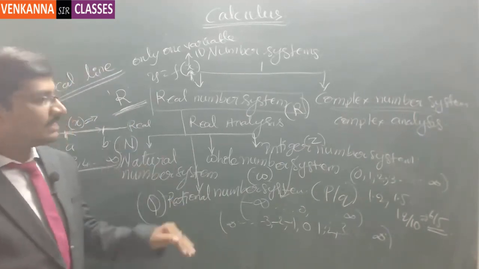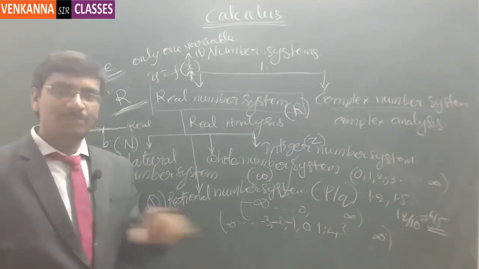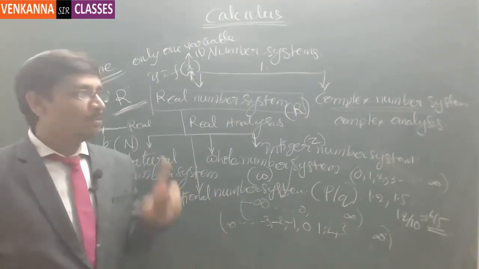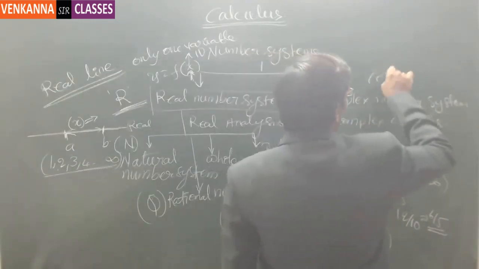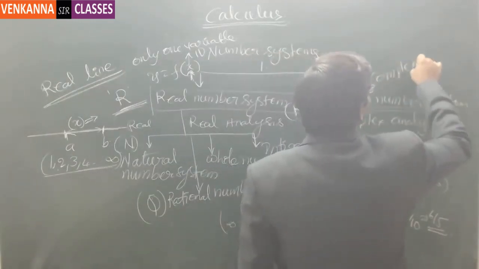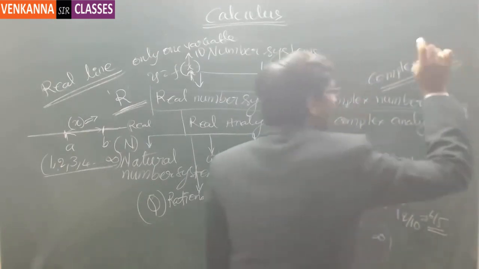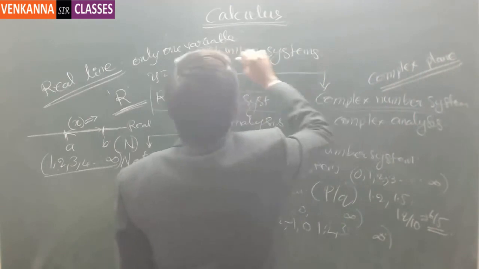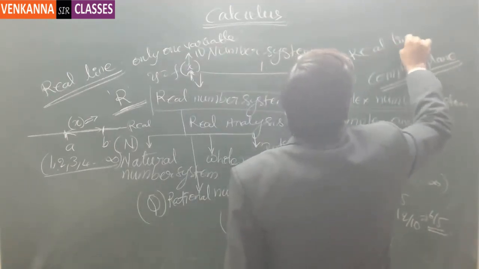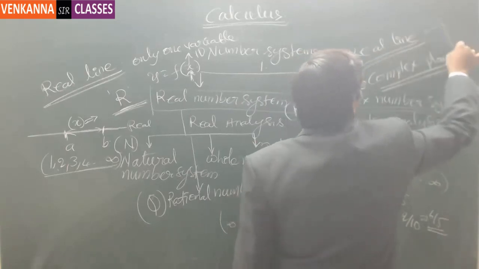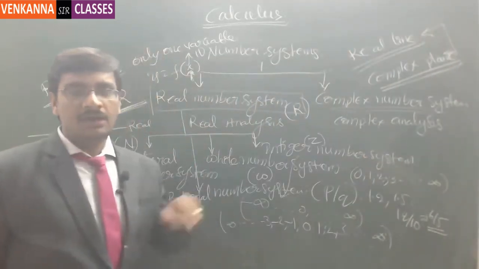So that's exactly the reason why we call it a real line. We don't call it a real plane. But when we are dealing with complex numbers, we always talk about the complex plane. This is the basic difference: real line and complex plane. So these are the fundamental differences between these two fundamental number systems, real line and complex plane.